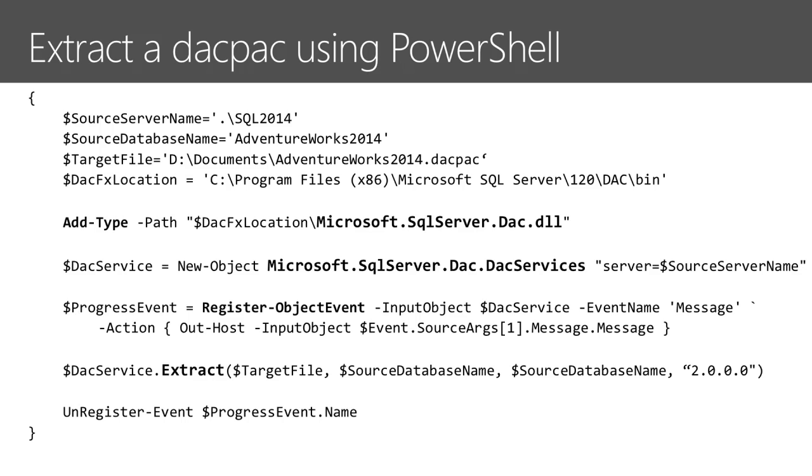Then we add a type reference to Microsoft.SqlServer.Dac.dll. And we create a new object, a DAC services object. Okay, and we have to tell it which server we're dealing with. With PowerShell, we get access to the events on the process, so we can get a little bit more output if we want to. You don't have to register the event, it's just an option. And then we've got DacServices.Extract, telling it the target file, the source database name. This is going to be the description that's stored in the output DAC pack, and this is the 4-part version. So we've got a little bit more control over version there.